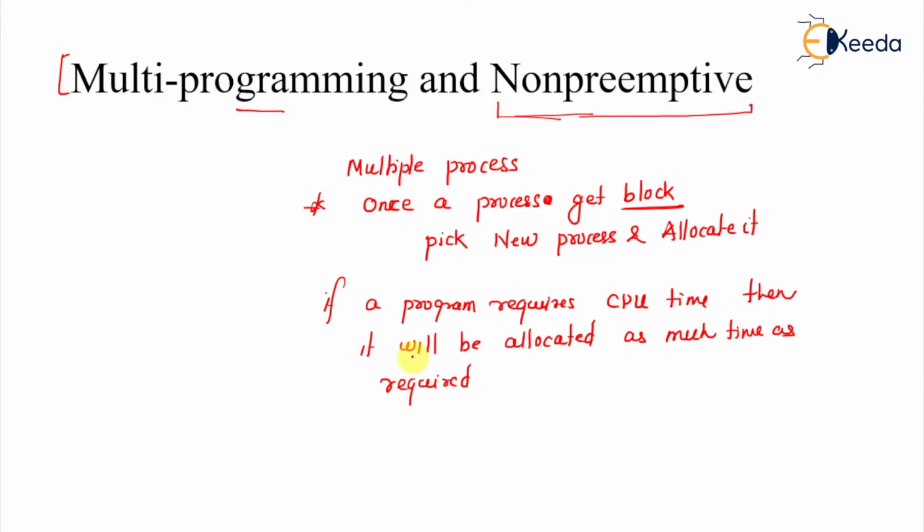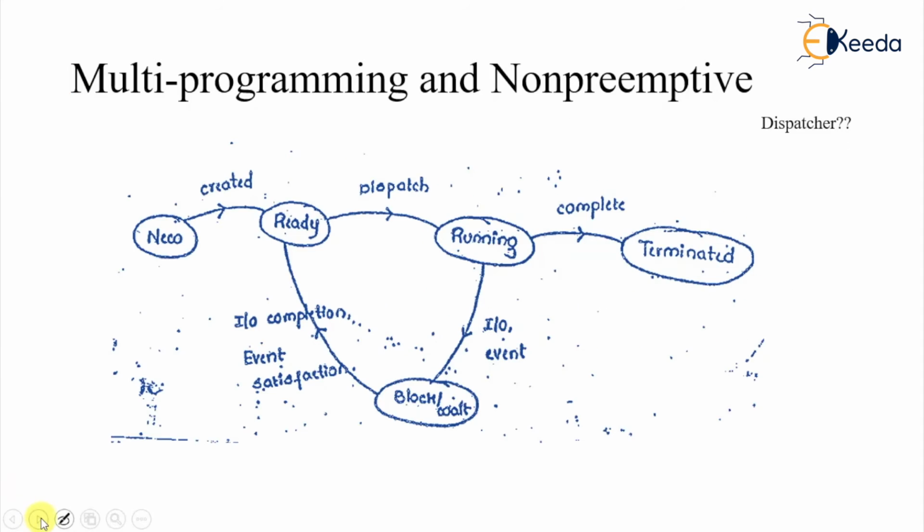Right, so we will not do any preemption of it. That is a non-preemptive process, and if it itself gets blocked because of this waiting, then it is okay. Otherwise we will not forcibly take the process out of the CPU. So that is your multi-programming or non-preemptive environment, and your process state transition diagram will look like this.